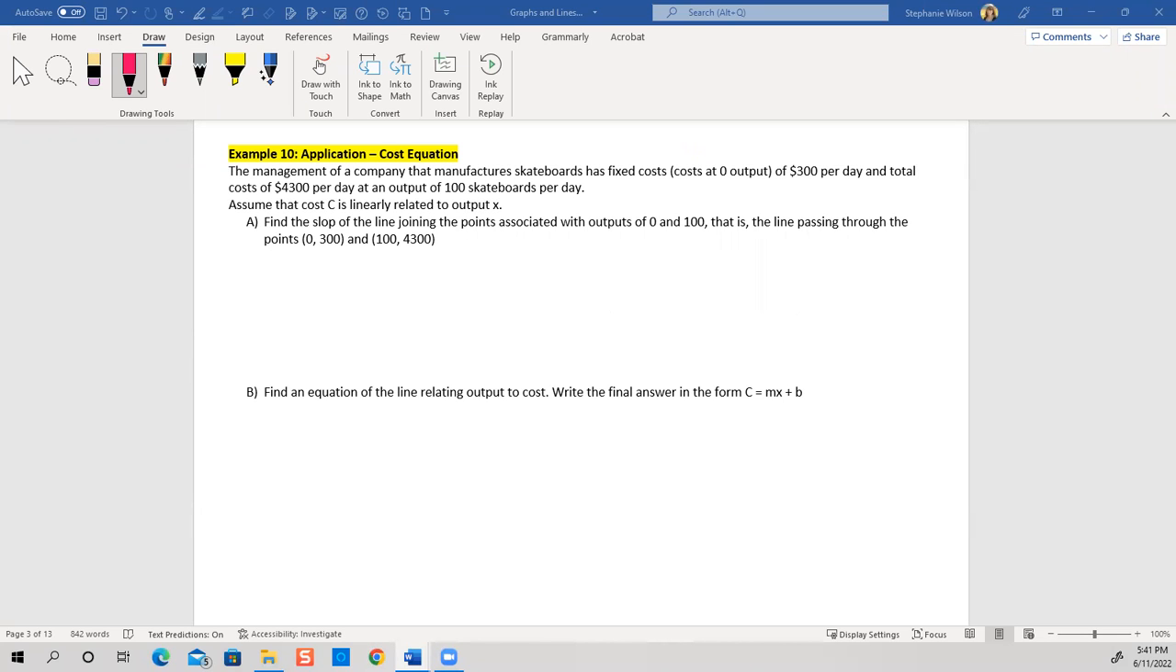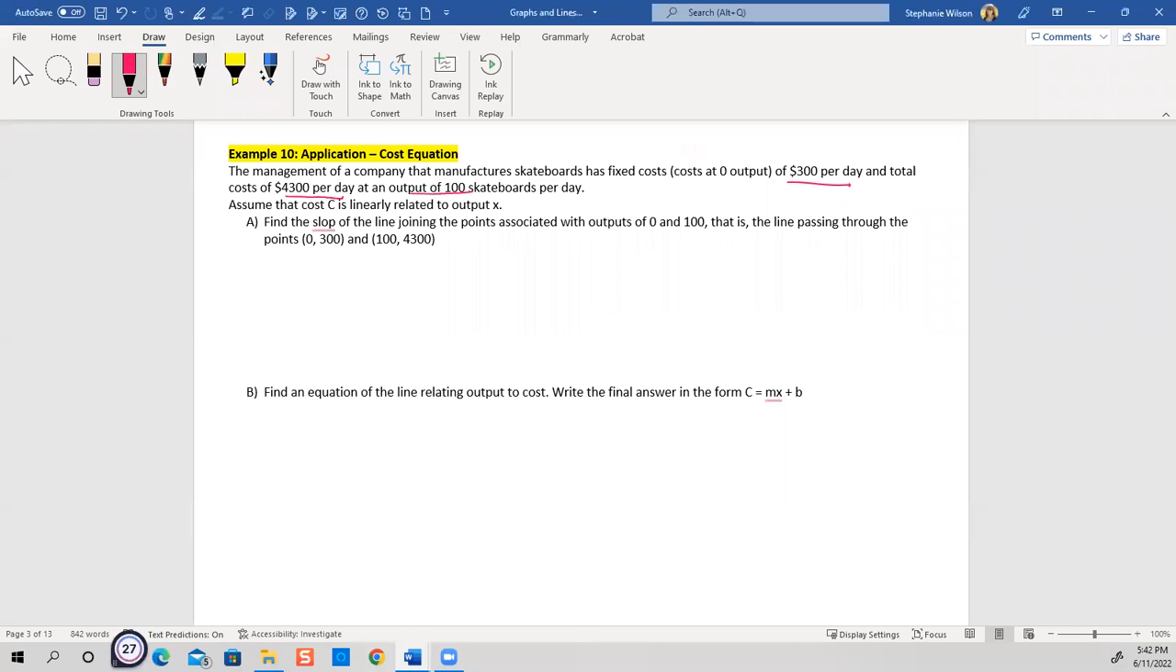Application problem here. The management of a company that manufactures skateboards has a fixed cost of $300 per day and a total cost of $4,300 per day for an output of 100 skateboards. So we'll automatically see that we have ordered pairs going on. We're going to assume C is linearly related to output, so C is the cost for output X.